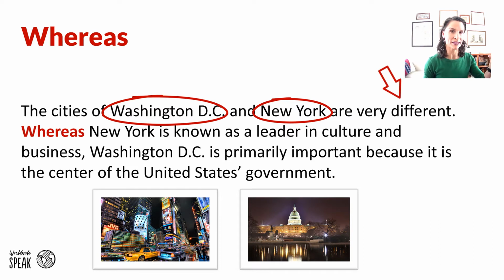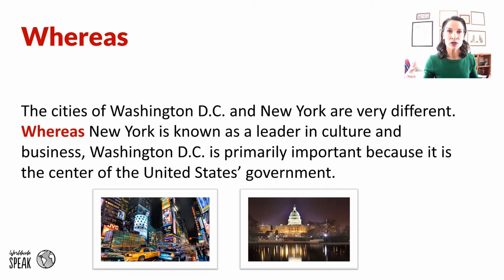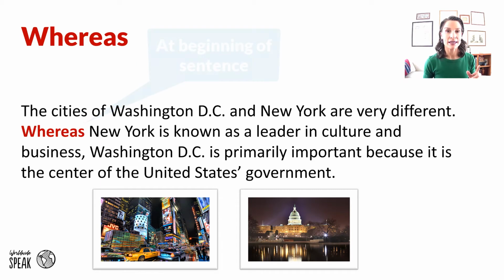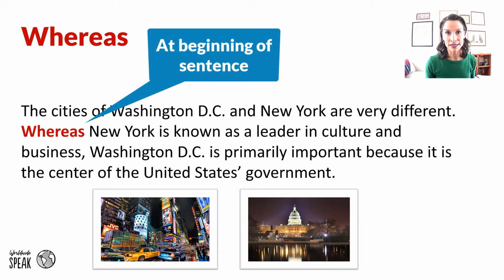One is famous for culture and business, and the other is famous for something different, government. So I'm showing you that these two ideas about these two cities are different, and I'm using the word whereas to highlight this difference. Here, I'm using it at the beginning of the sentence. So you can use whereas at the beginning or in the middle.